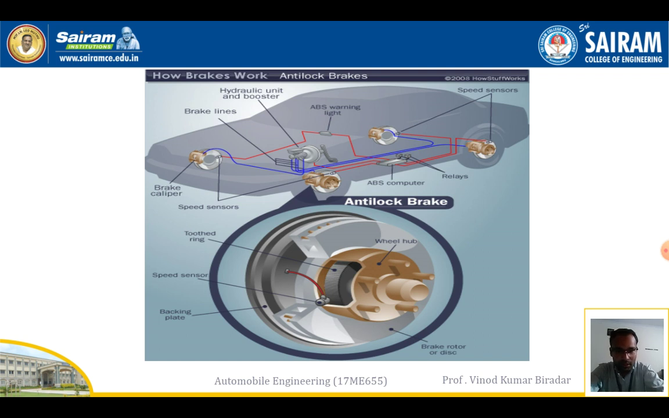That sensor is connected to the master cylinder by a wire. So when the brake pedal is pressed, the sensor gives the information, and it will lock the wheel automatically. Once the sensor gives the signal to the wheel hub, it will lock, and then the vehicle cannot move further. That is the main working of this.